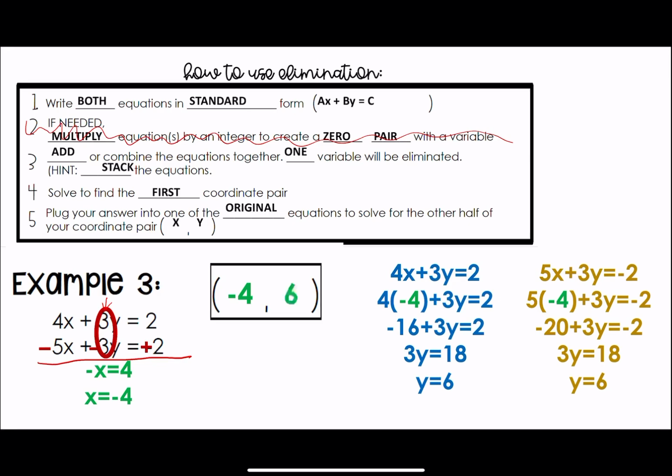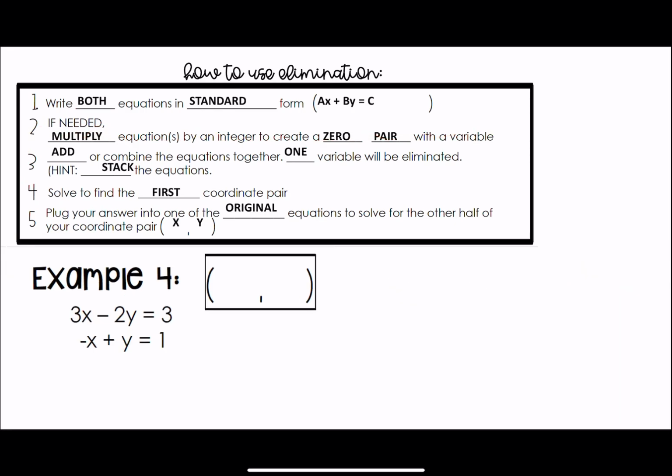Now, you did that, and in this step, you technically kind of did do number 2, but we're going to get a little crazy with it. So open up your next flap, where we're going to have to multiply to make sure that both of these match up. So let's look at example 4. And this one, you can multiply by either the 3 or the 2 to get that zero pair out.